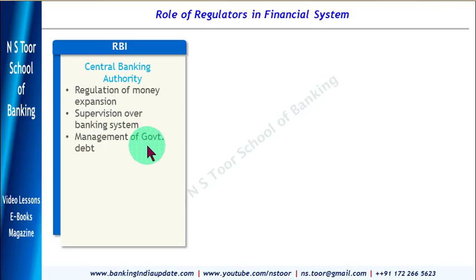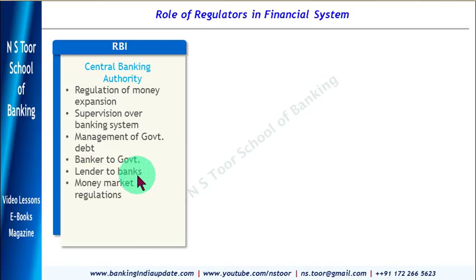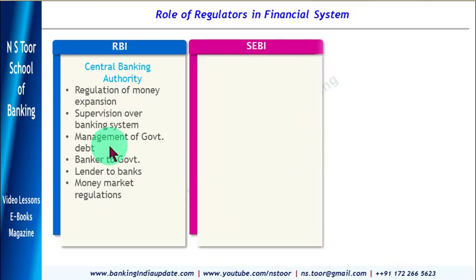Then management of government debt. Then functioning as banker to banker. Then lender to banks. Then money market regulator. So these are different category of functions which are performed by Reserve Bank of India being a central banking authority. और इन सभी को हम डिटेल में डिस्कस करने जा रहे हैं.